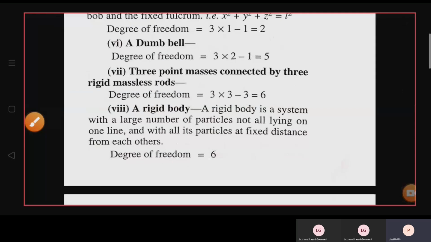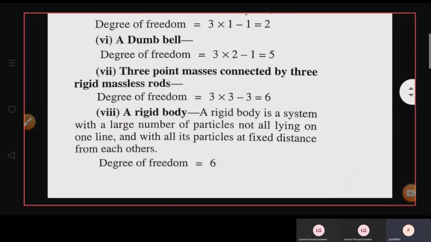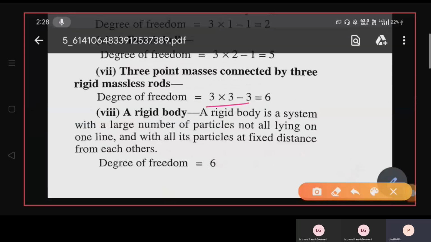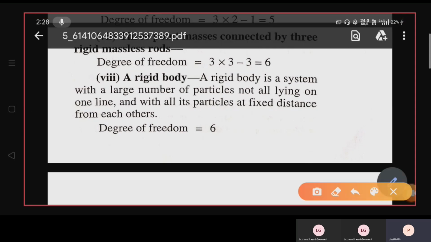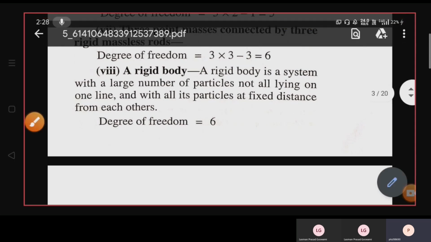Suppose we are taking 3 point masses and they are connected with 3 rigid massless rods. So the degrees of freedom will be 3 into 3 minus 3, because 3 is the total number of particles and 3 is the number of constraints. So it will become 6. Suppose you are taking a rigid body, and it is not restricted. So the number of degrees of freedom is 6, 3 for rotation, 3 for translation.